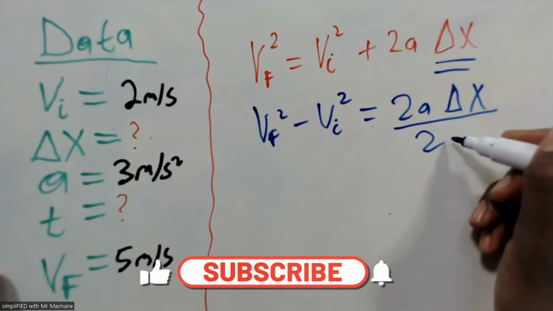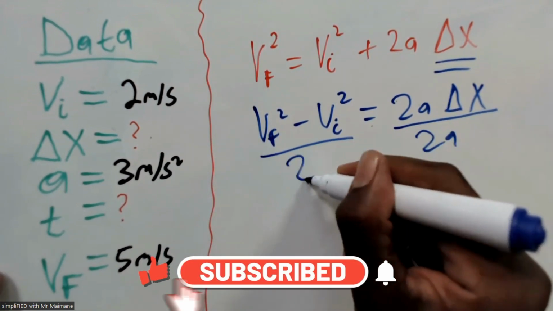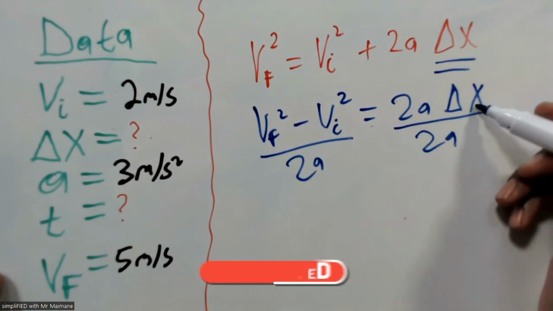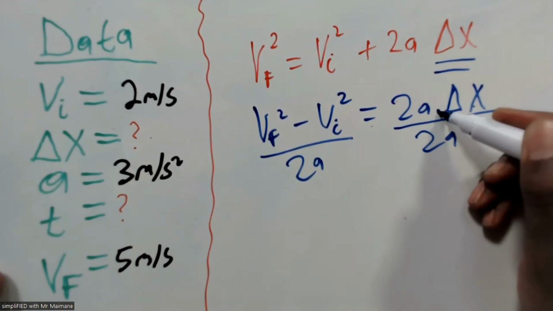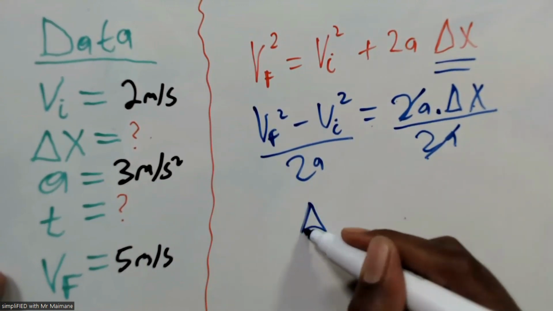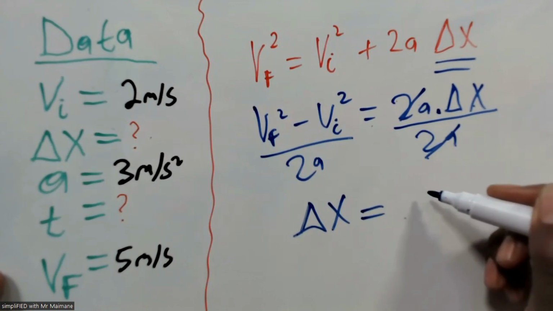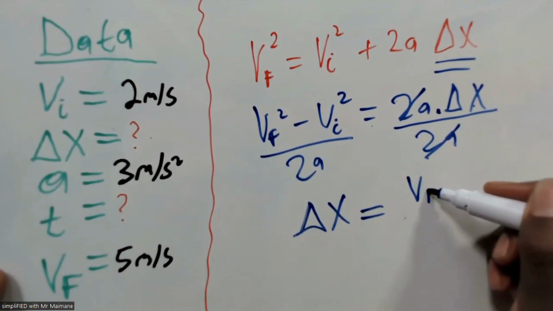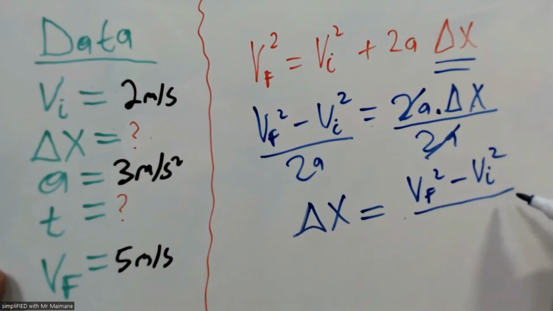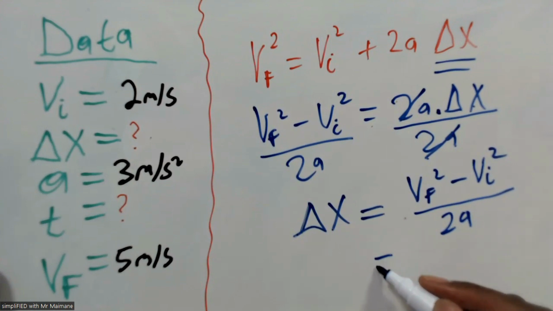And then I'm going to divide by 2a here, and then I'm going to divide by 2a here, because I only want to have change in x alone, since there's a multiplication sign here. Therefore, this will cancel that. Therefore, my change in x, which is the distance, is going to be Vf squared minus Vu squared all over 2a. And then from here, I can substitute my values.